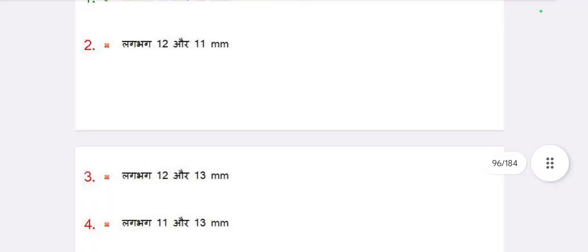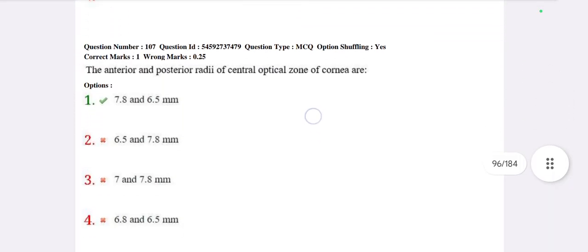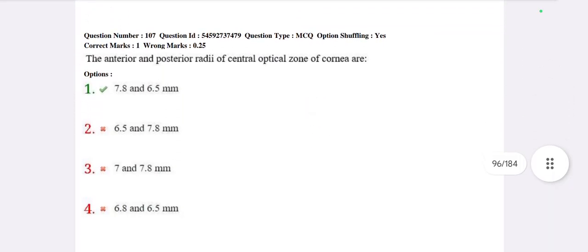Our next question is, the anterior and posterior radii of the central optical zone of the cornea are 7.8 and 6.5 mm, 6.5 and 7.8 mm, 7 and 7.8 mm, 6.8 and 6.5 mm. Our correct answer is 7.8 and 6.5 mm.